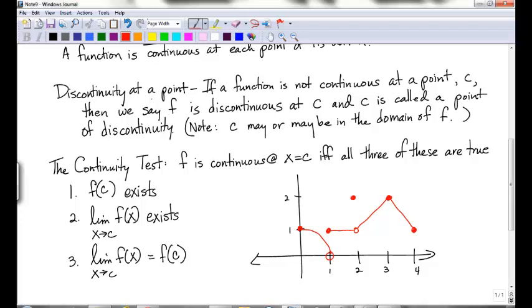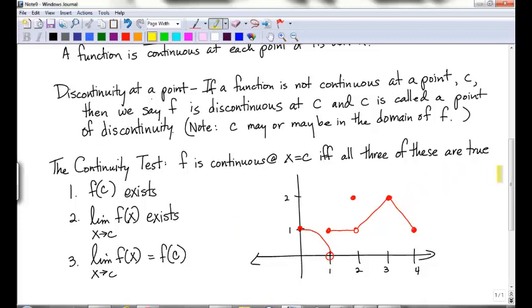Because coming in from the left, it's going down to 0, that y value. Coming in from the right, the y value is 1. So this fails because it has to come into the same y value from the left and the right. So at x equals 1, number 2 fails.